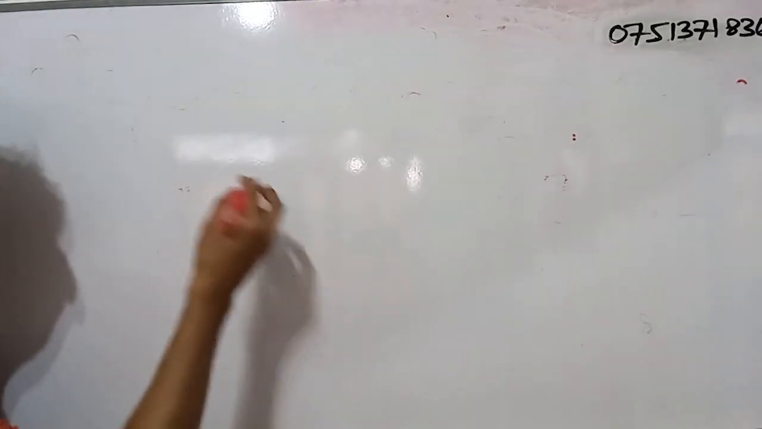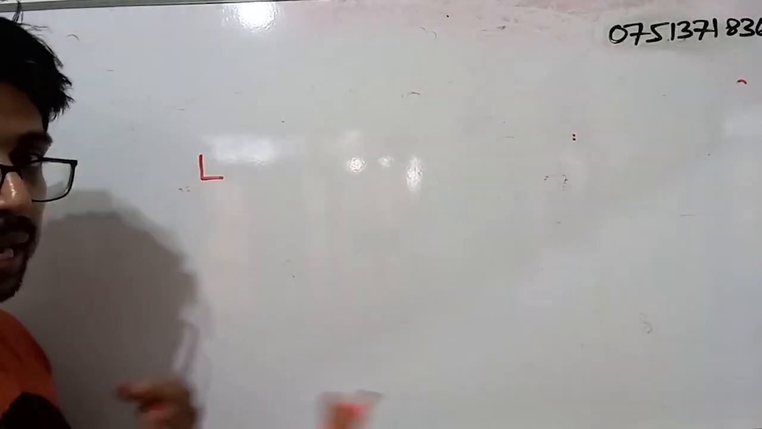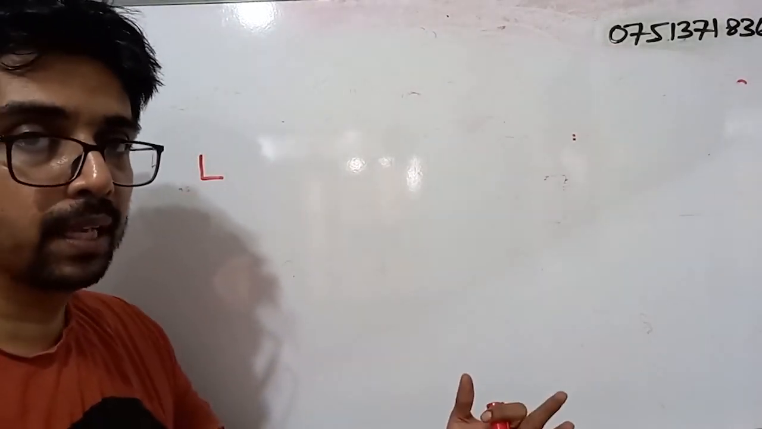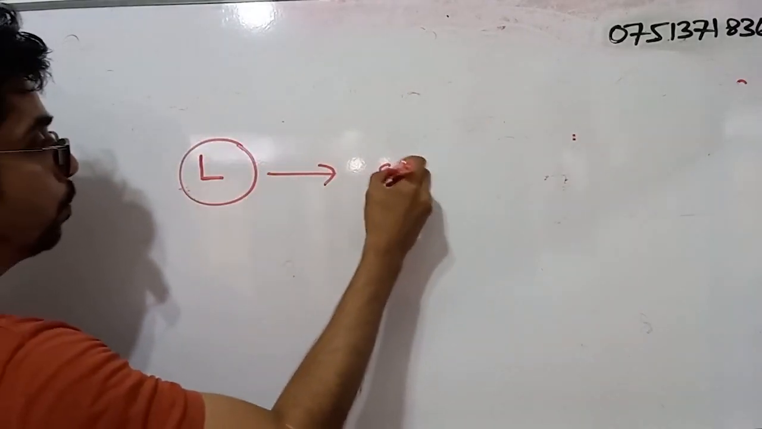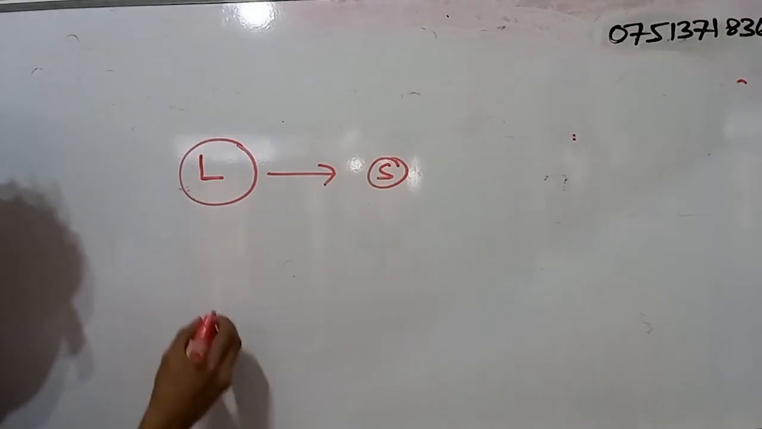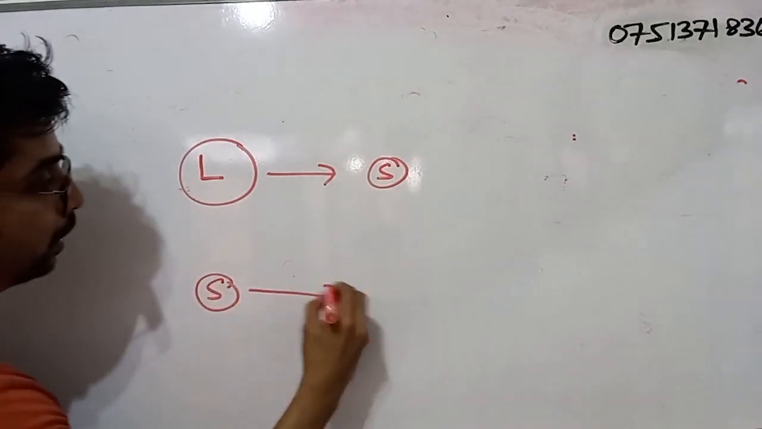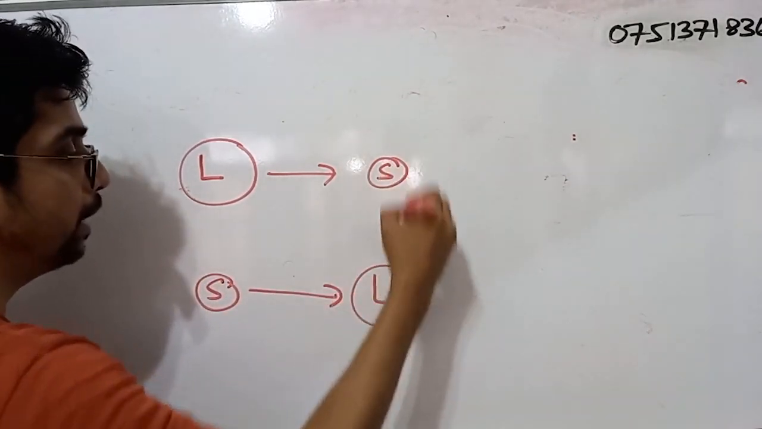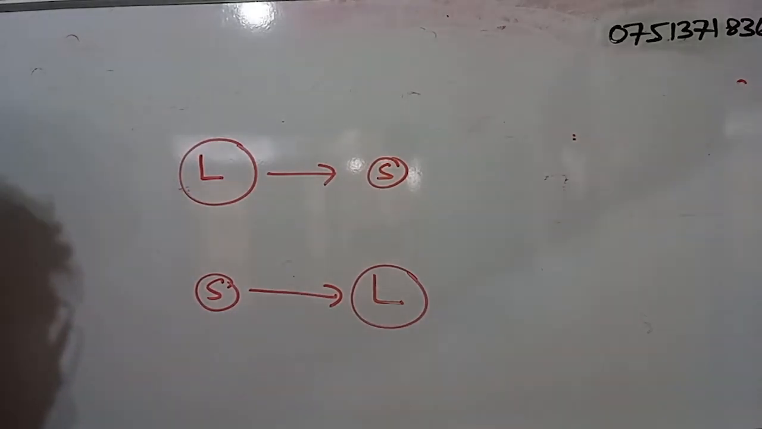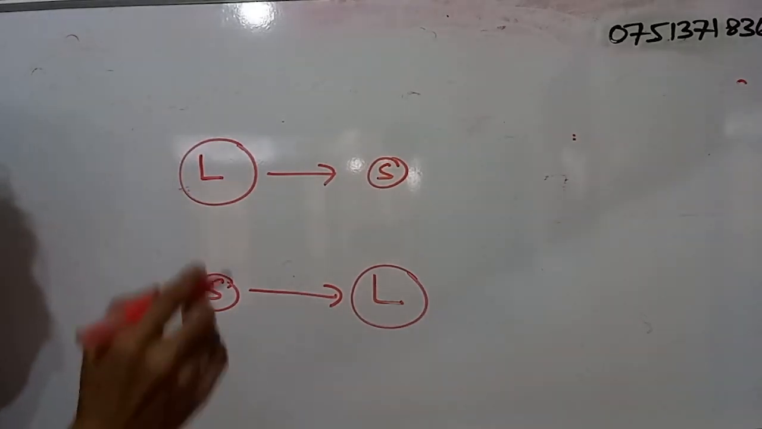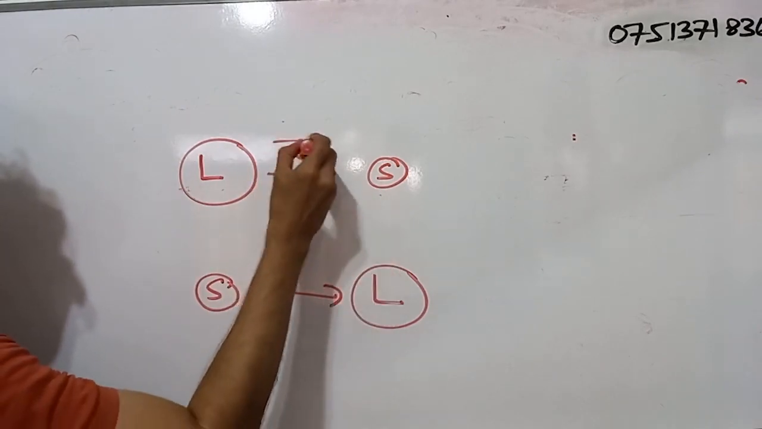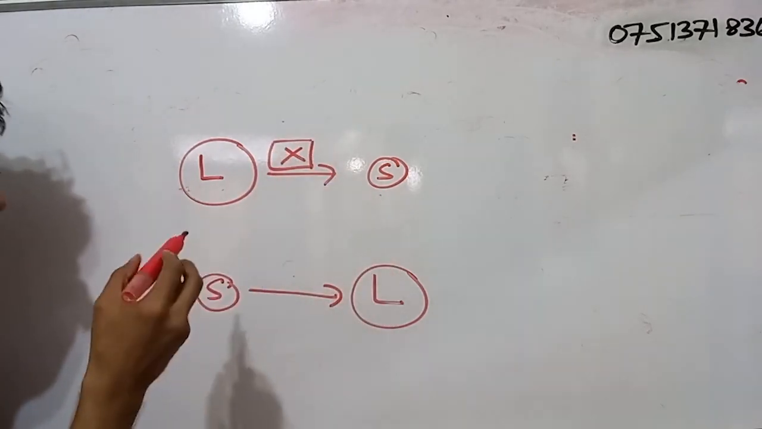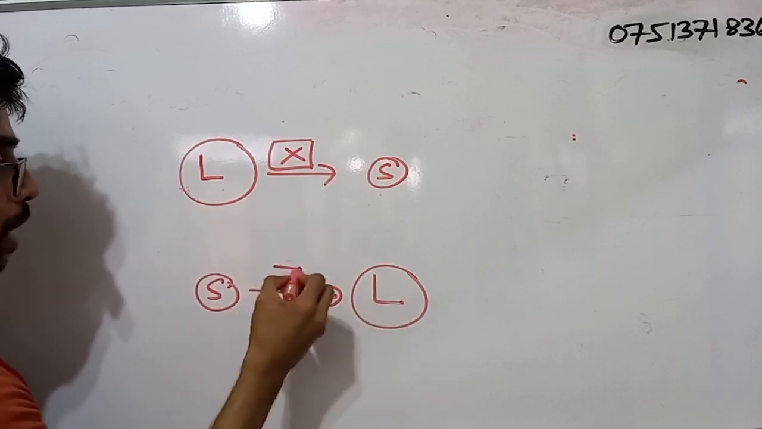What do we have to do? In any case we have to do two things. Either we have to convert a larger unit into a smaller unit, or a smaller unit into a larger unit. Right? So to convert a large unit into a small unit, we have to multiply. To convert a small unit into a large unit, we have to divide.